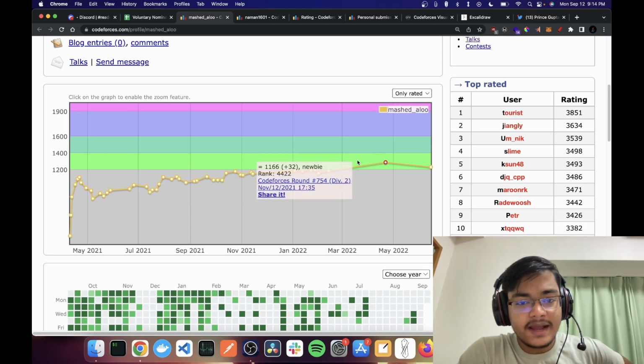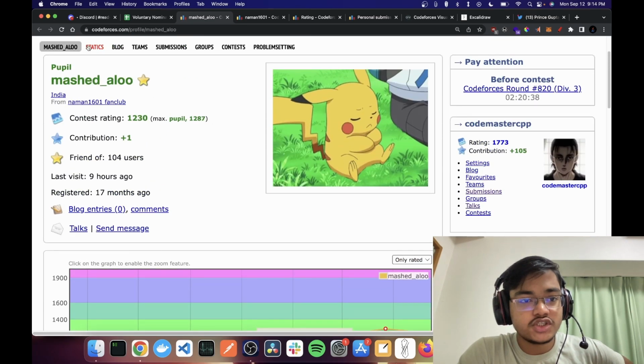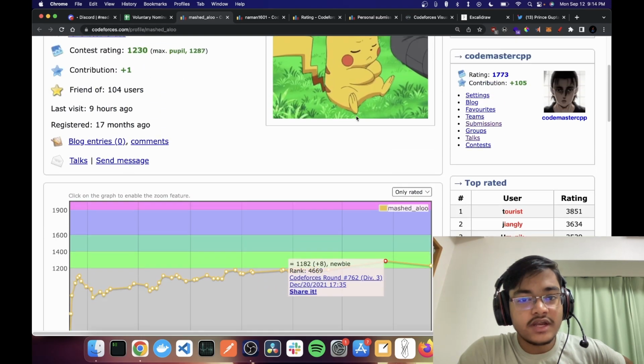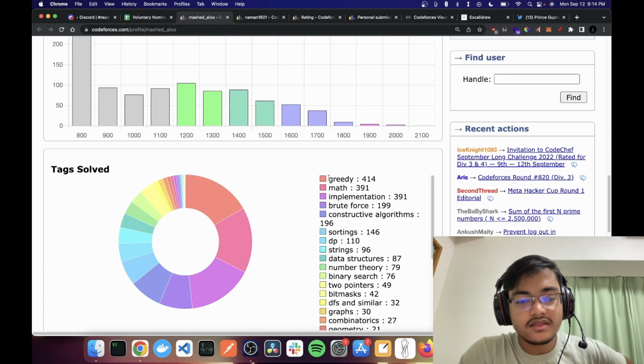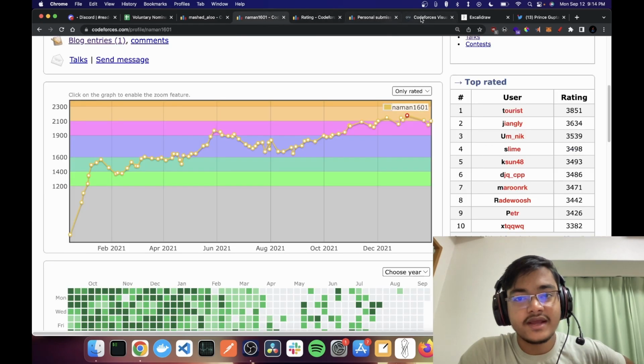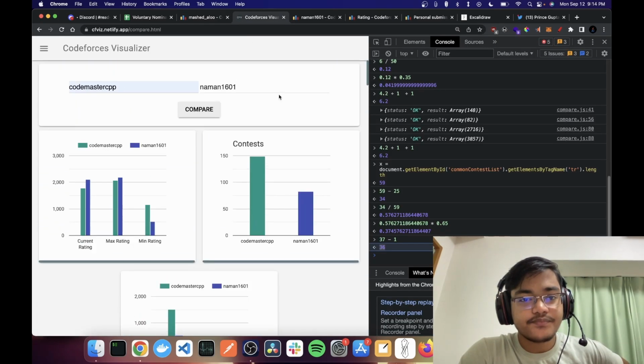I mean, it's not that bad, but it's pretty cringe because it's Pikachu. I mean, seriously, you're gonna use an anime picture and that of Pikachu? That is why.